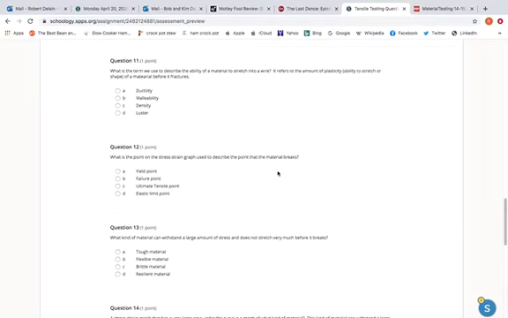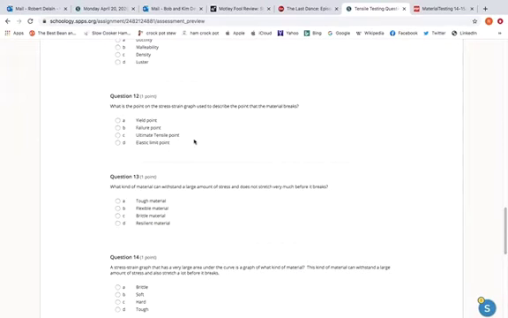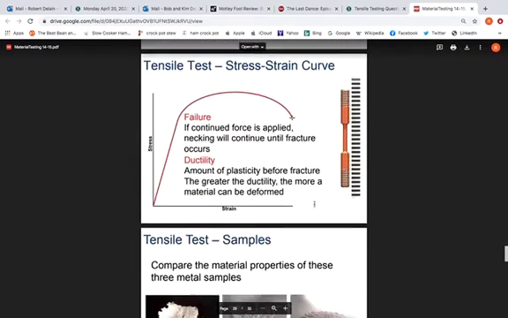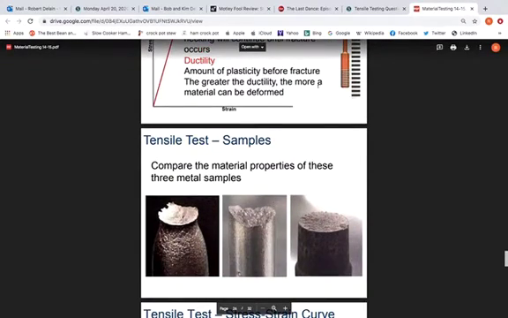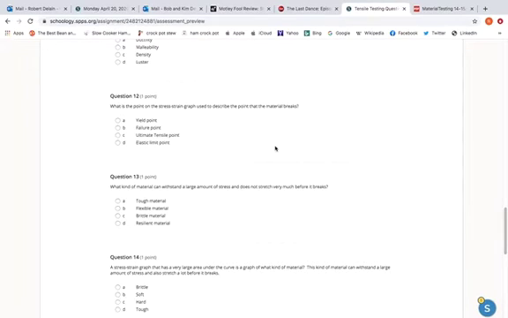Number 11, what is the term we use to describe the ability of a material to stretch into a wire? That's called ductility. Okay. Number 12, what is the point of the stress strain graph used to describe the point that the material breaks? Okay. We call that failure. And on the graph, that's illustrated right here, where the stress strain graph ends because if we were putting stress on this dog bone, the bone would be broken. It'd look like this. Okay, so that's the failure point.